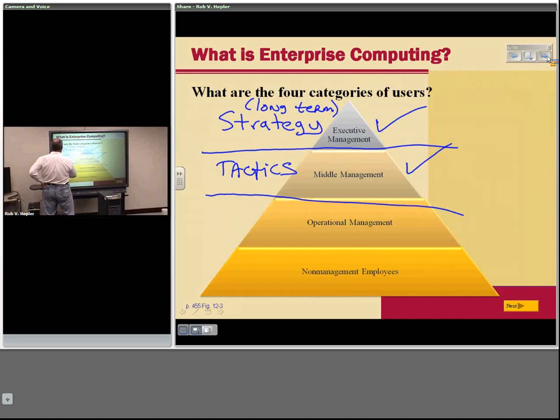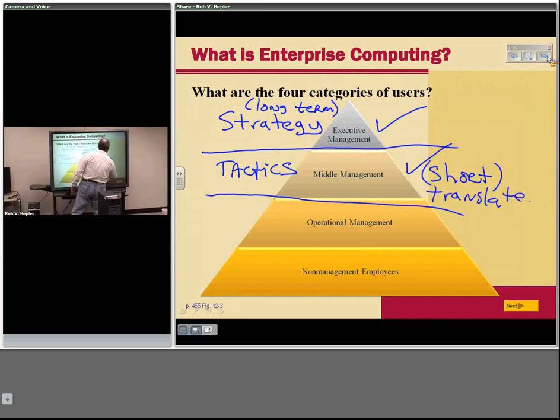These folks come up with the tactics, which is short term. What do we do this year to help us get there next year? If we have to increase our sales, then we need to increase production, which means if I'm in charge of supply, I need to increase supplies. But what supplies? They translate, if you will, the strategy to the tactics. Okay, the strategy is what we want to do. The tactics are how do we get there from here.